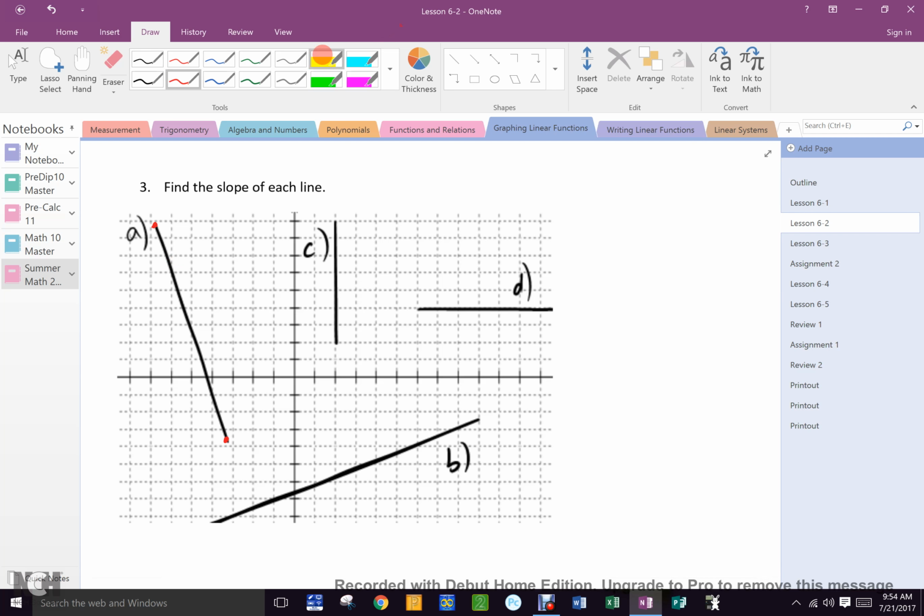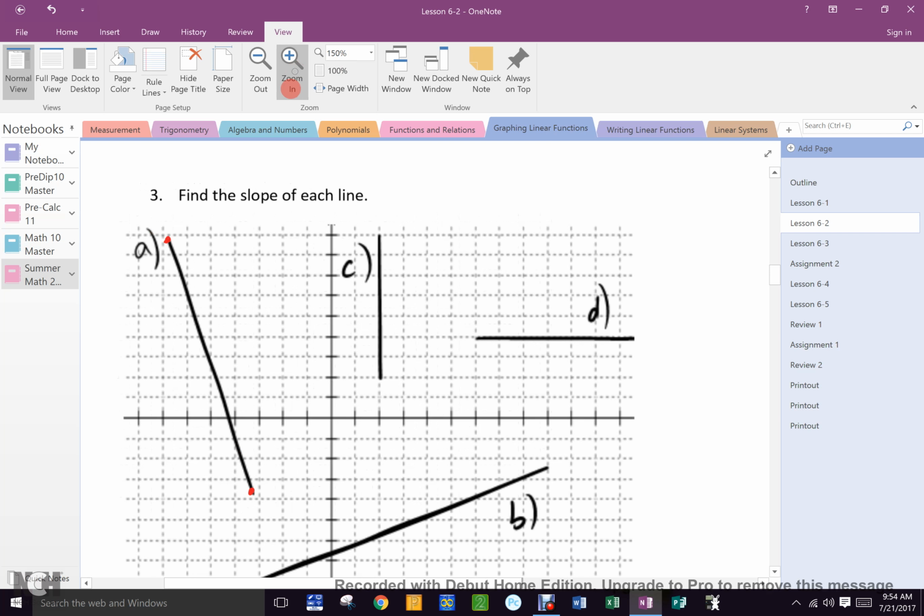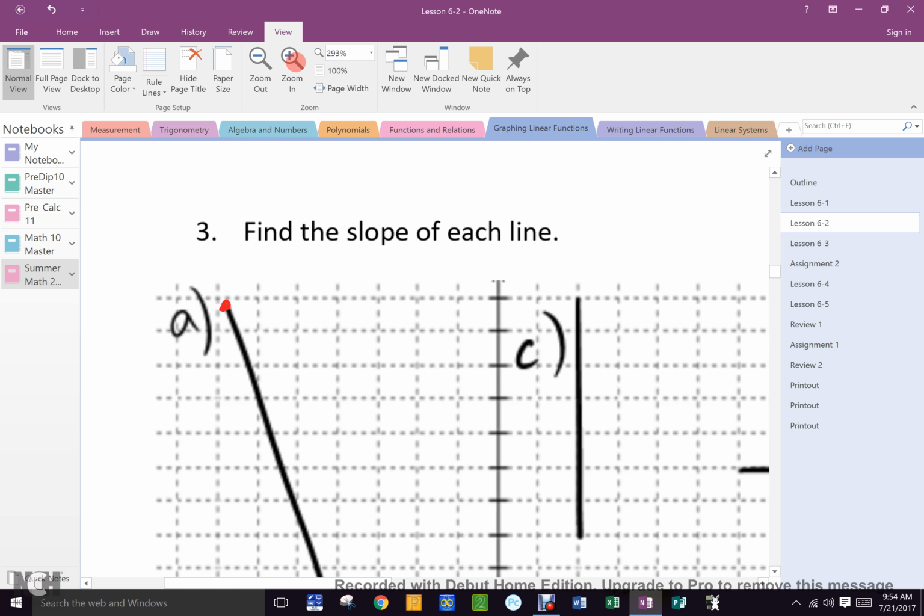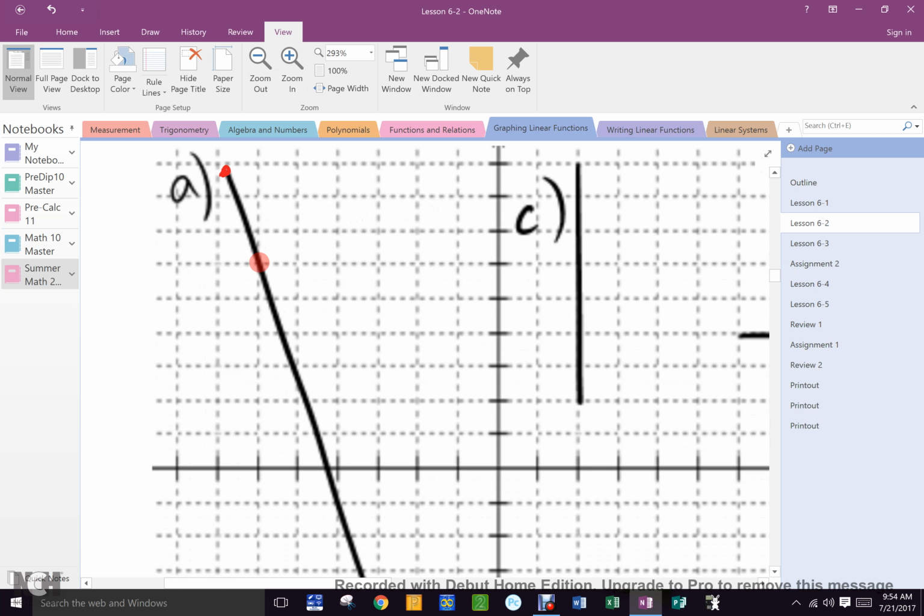If I zoom in on that, you can see that this black line goes right through there, doesn't it? So there's one of my points. Does that have coordinates? Do I know what they are, Amrit? What are they? Negative 6.